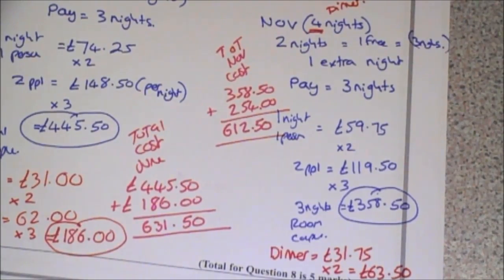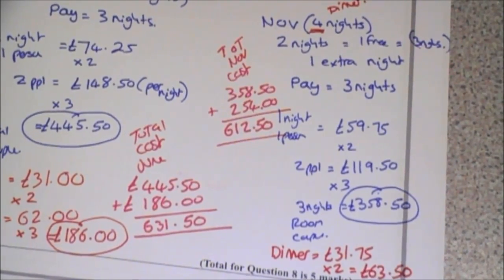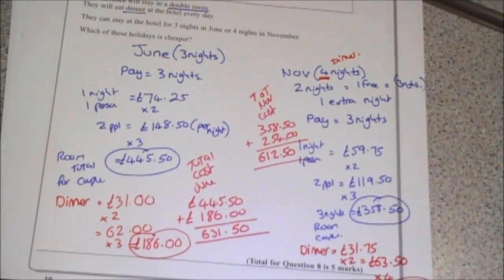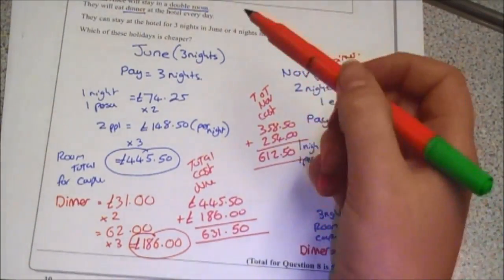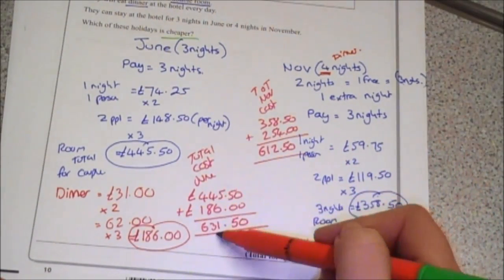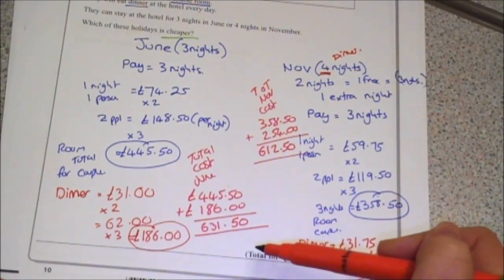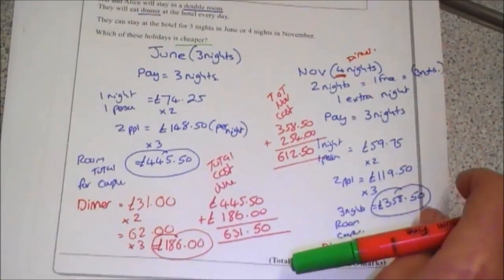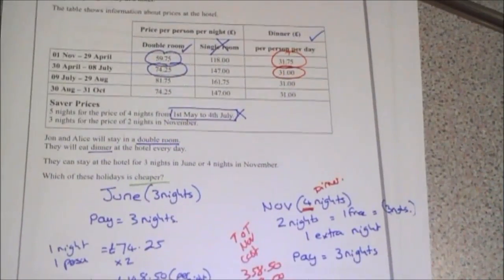£612.50. Now I've done my writing a little bit too big on this exam paper, and that means I can't actually fit my conclusion in, because the question wants to know which of these holidays is cheaper. So in June it's £631.50, in November it's £612.50. So I'm going to write my conclusion, and I'm going to have to do it up here.